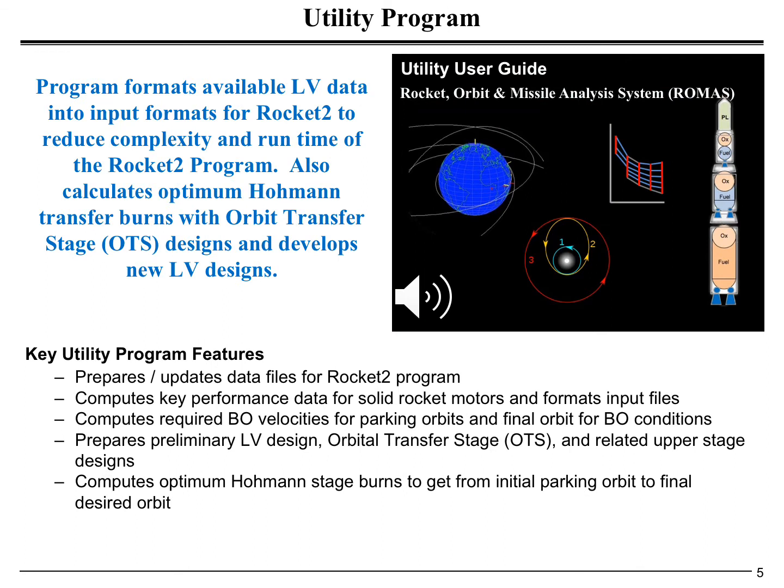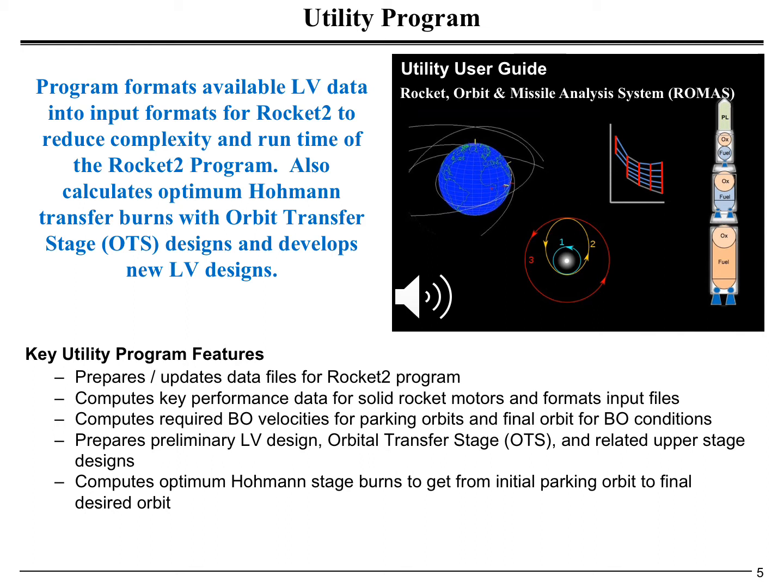The utility program provides reformatting of information you may have on launch vehicle components or solid rocket motors that may not be in the format that is needed by Rocket 2. It will reformat it into the correct formatting. It is to reduce the complexity and runtime of running the Rocket 2 program, so this is why it is done offline in the utility program.